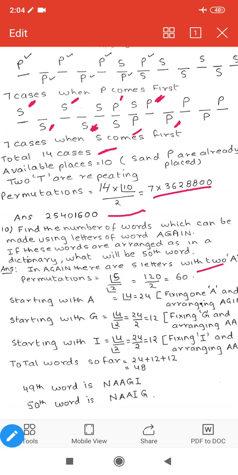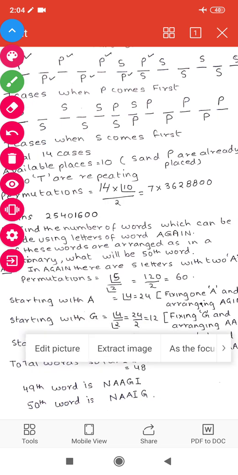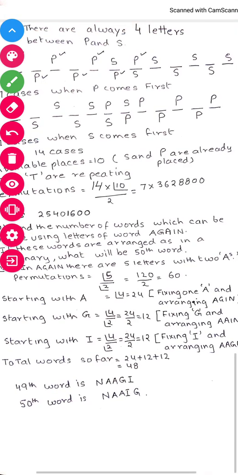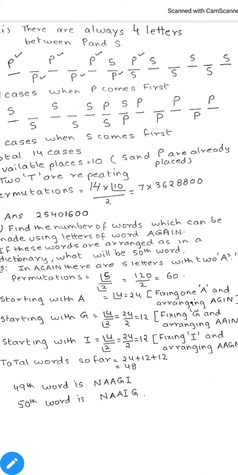Now we are arranging according to the dictionary. So as per dictionary, first A comes. Now one A is fixed. When A is fixed, the remaining letters with us are A, G, I, N. So A, G, I, N are 4 different letters. They can be arranged in factorial 4 ways.